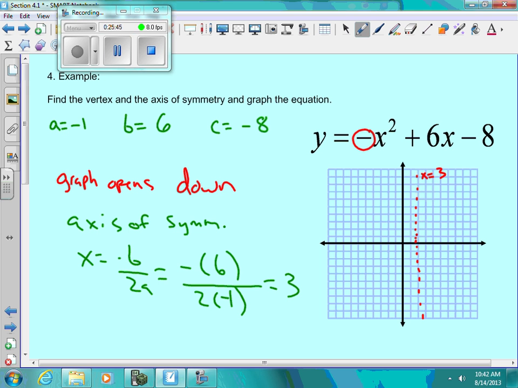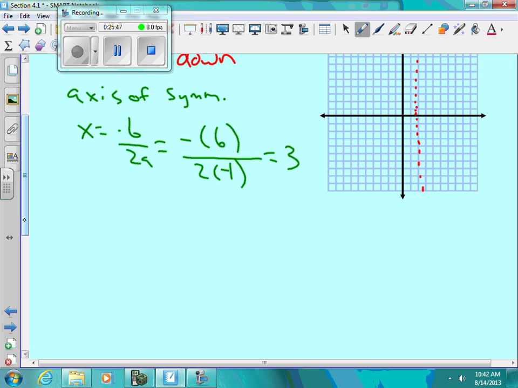So we need the vertex as well. Vertex, we're halfway home with that because the vertex is the same as the axis of symmetry. So we know that our vertex is 3, some number. How do we get y? Think about it. What did you do on the last problem?